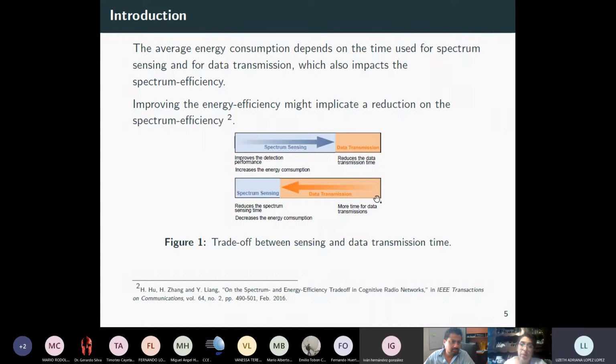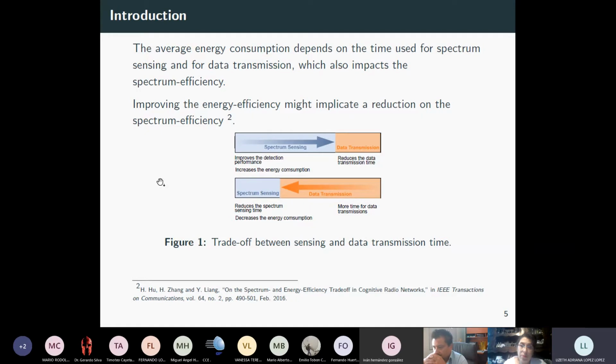On the other hand, if we reduce the spectrum sensing duration, we decrease the energy consumption of this stage. However, reducing the spectrum sensing phase reduces the detection performance. It also affects the secondary user's throughput, since we can have more false alarms or misdetections, which also generate interference to primary users' transmissions.